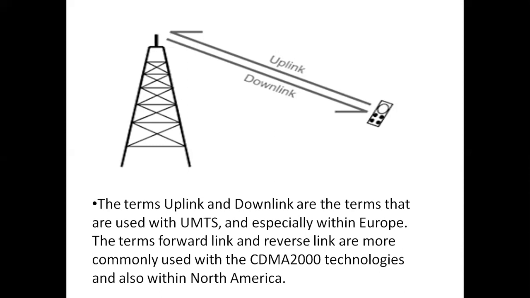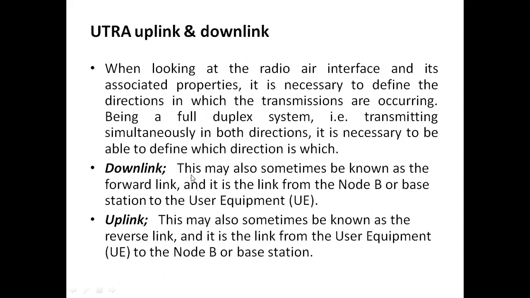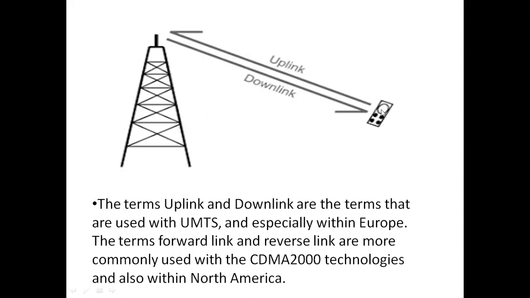In other cases we can call them forward link and reverse link. Especially in Europe we call it uplink and downlink, and in North America we call it forward link and reverse link for CDMA 2000 technologies. Whatever the name, the process is the same. Downlink is from base station to mobile, which we can also call the forward link, and uplink is mobile unit to base station, which we can also call the reverse link.